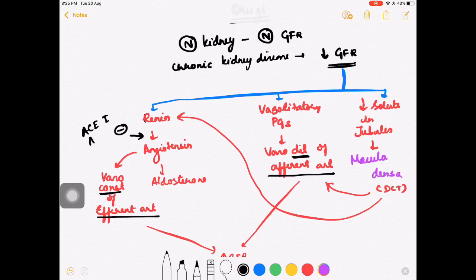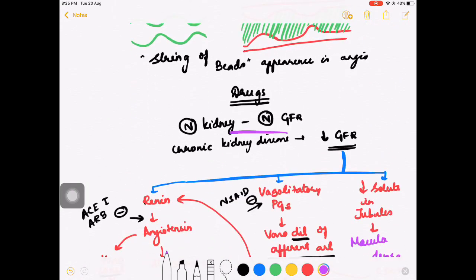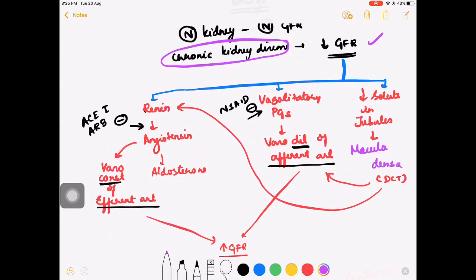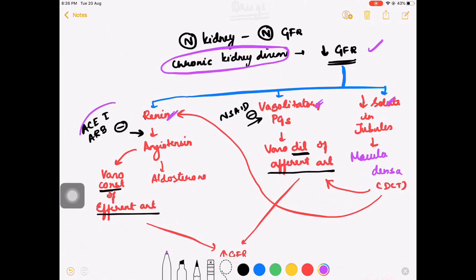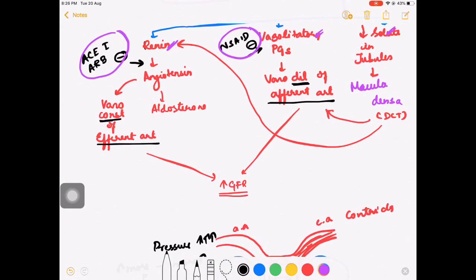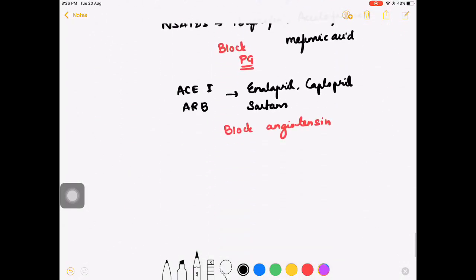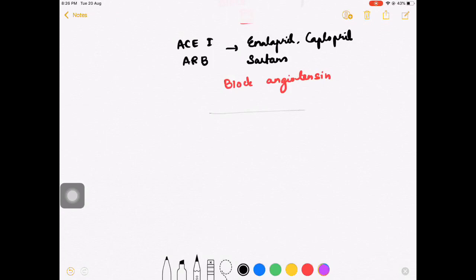Therefore, ACE inhibitors and ARBs block this pathway, and the NSAIDs block this pathway. Therefore, in a chronic kidney disease patient who has a decreased GFR, only these pathways stabilize the GFR. So if we give drugs which inhibit these pathways, it results in AKI. So while using these drugs in CKD patients, we should be careful. This is the reason why we do not give ACE inhibitors in bilateral renal artery stenosis, because there will be a very severe decrease in GFR, and ACE inhibitors will further prevent the increase of GFR by the intrinsic pathway.